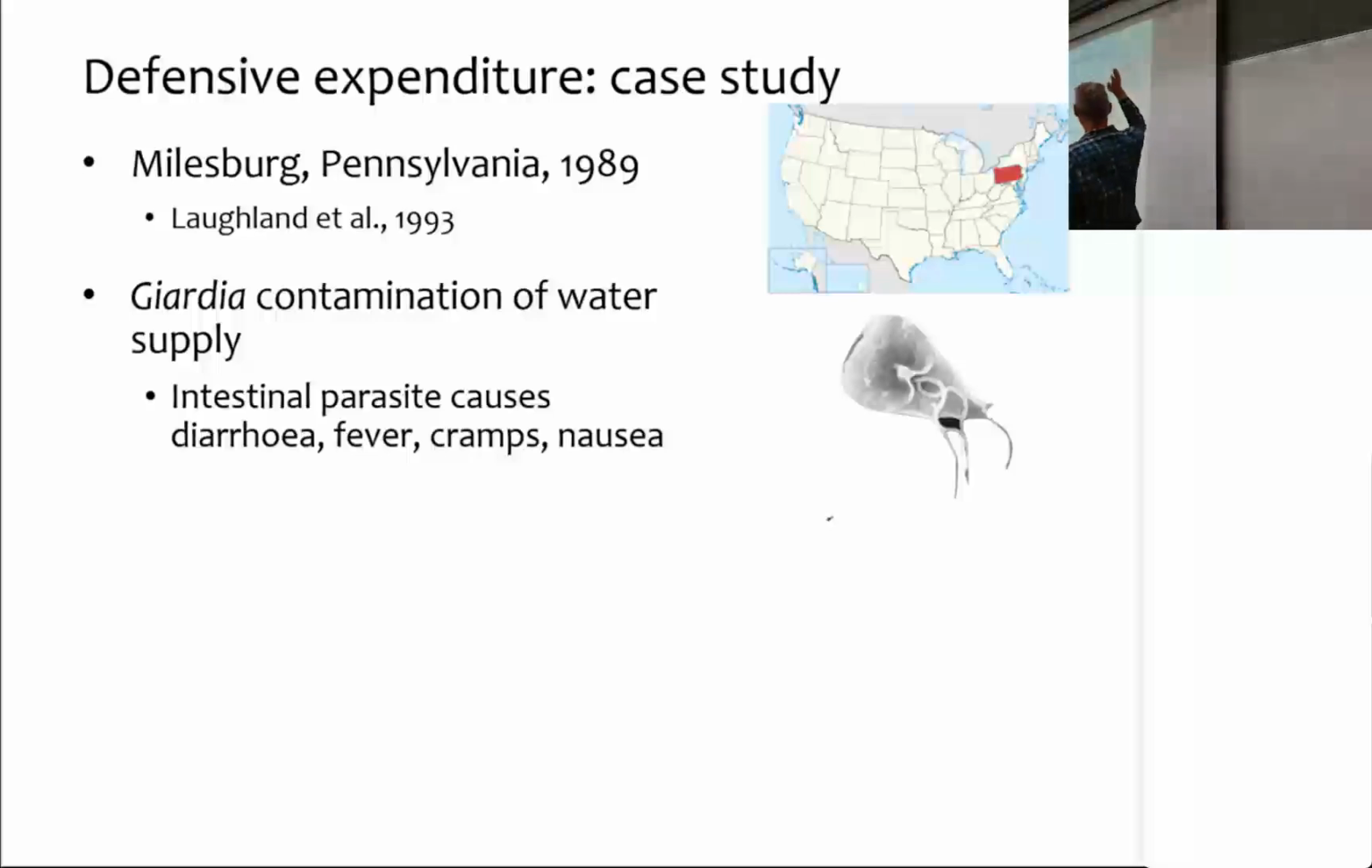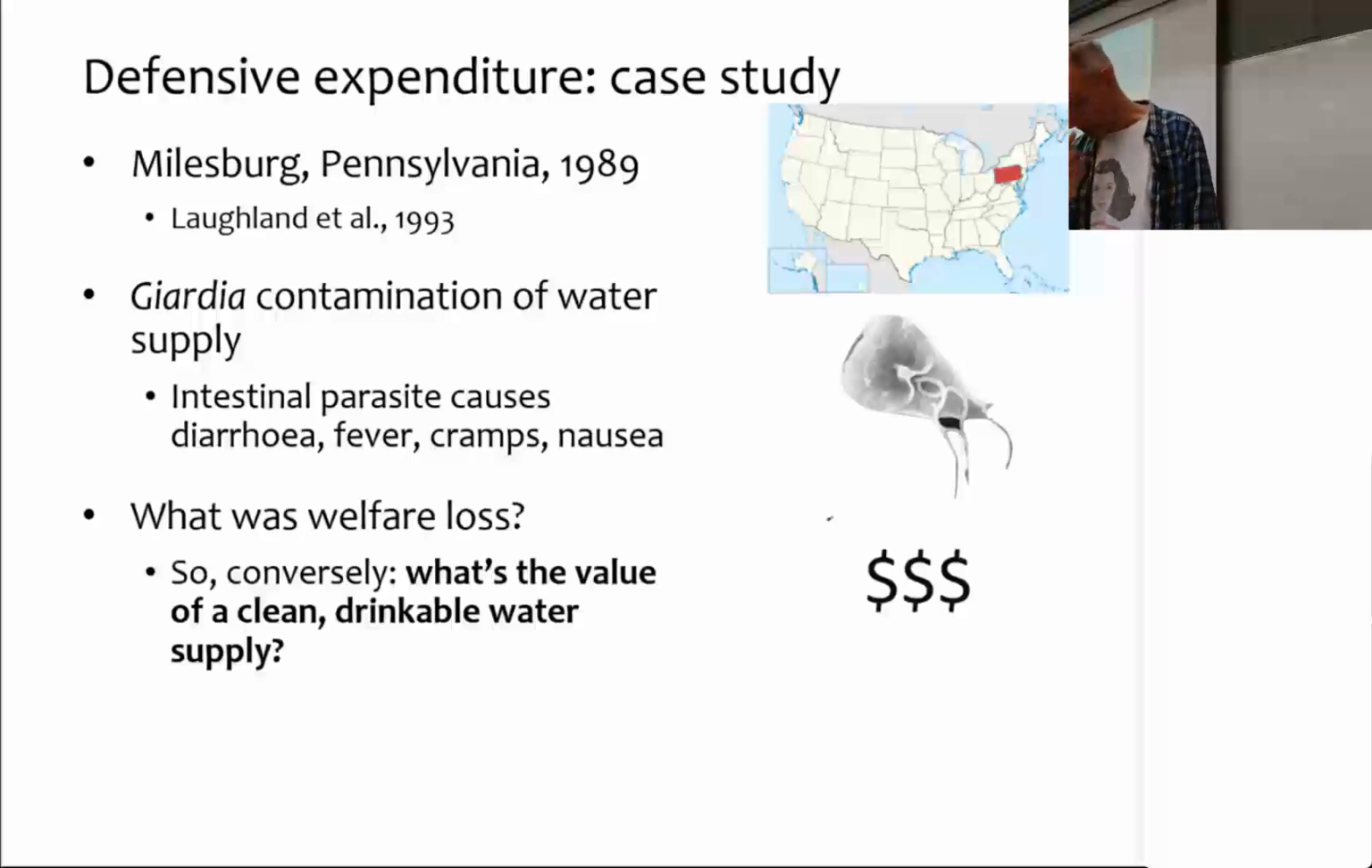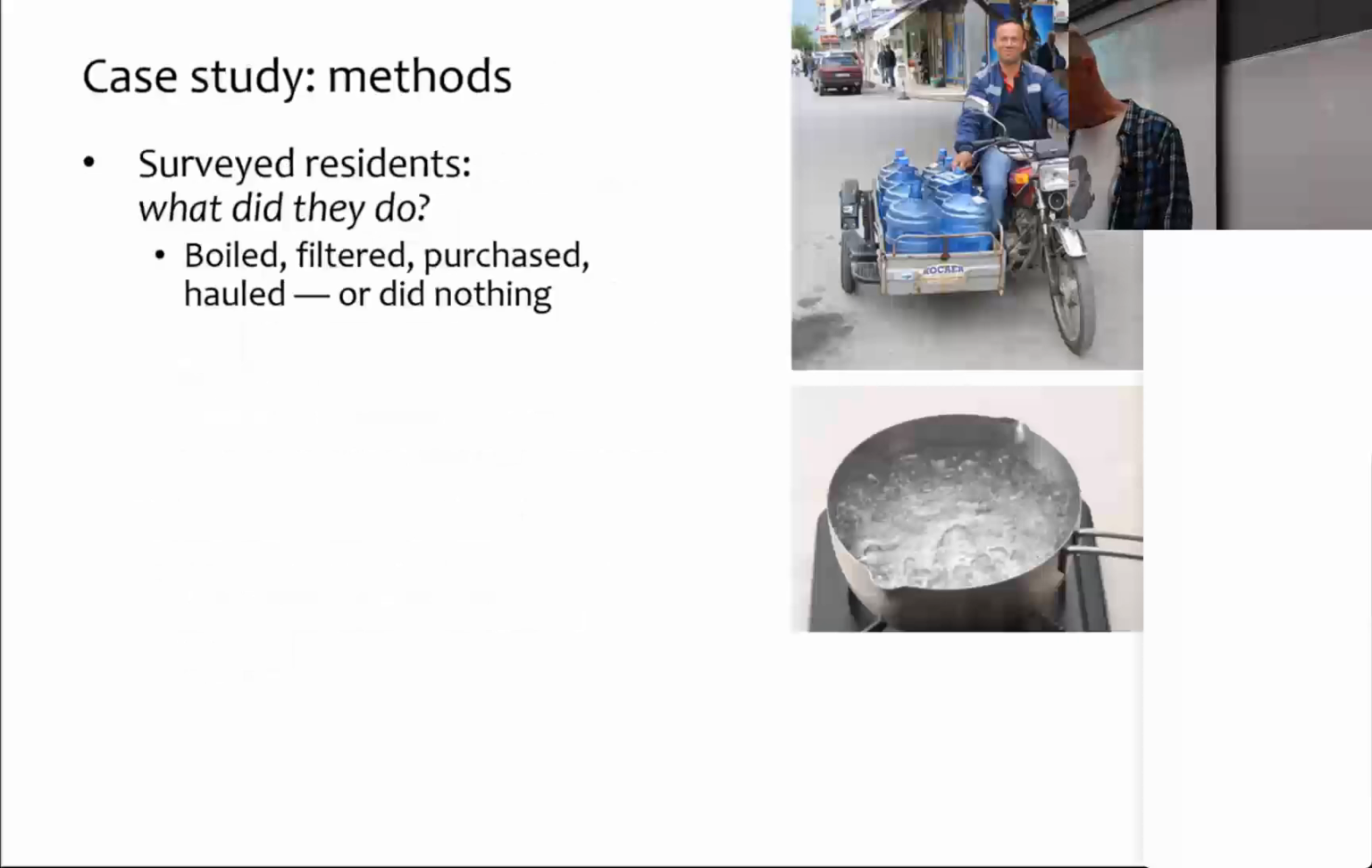But the water treatment plant in Milesburg was not up to the task, and they had giardia in their drinking water. So what did people do? Oh, well, what was the welfare loss of this? Or phrased differently, what's the value of a clean, drinkable water supply? So the people in Milesburg were aware of this, and the question is, how did they respond?